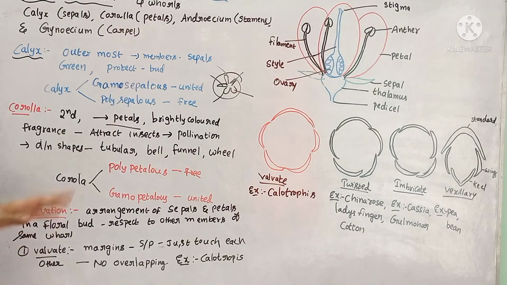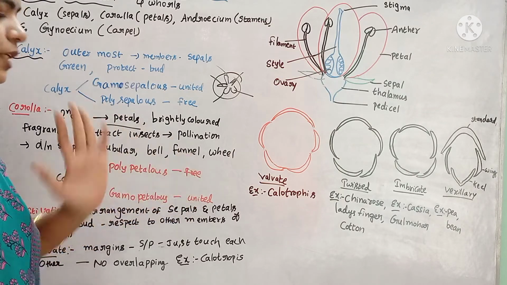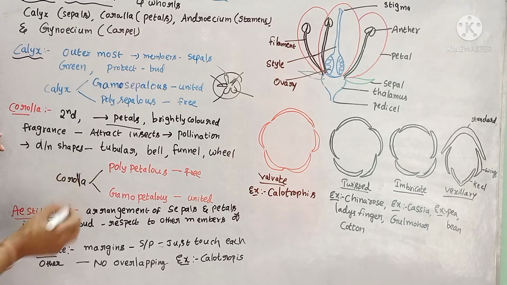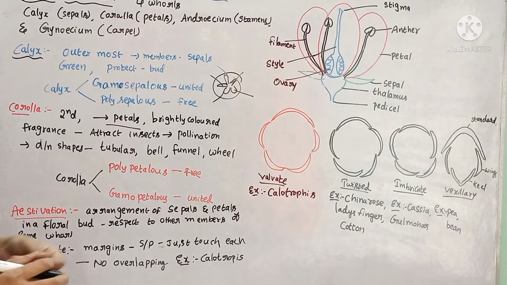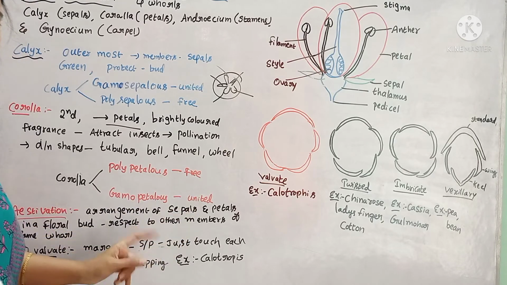For that purpose, to carry out pollination, the insects play a major role. Hence, the flowers have to attract the insects by means of their bright colors and fragrance. And these corollas are of different shapes, right? Some are tubular, some bell shaped, funnel shaped, wheel shaped, like that. Different shapes are seen in the corolla also. And the corolla, like the calyx, is of two types depending upon whether they are united or free. If they are free, they are called polypetalous, and if they are united, they are called gamopetalous.